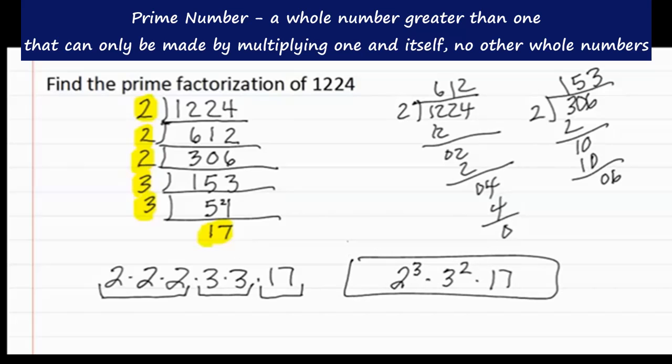1,224. Remember, a prime factorization is a product of primes, or primes multiplied together. And to find the prime factorization, we divide the number by prime numbers that evenly divide into it. And then we list our answer using exponents if there are more than one of the same number listed.